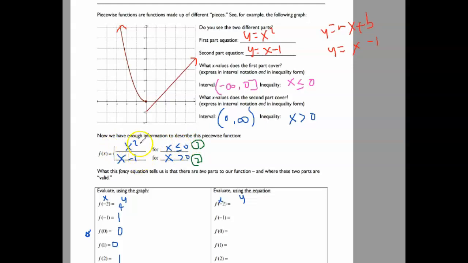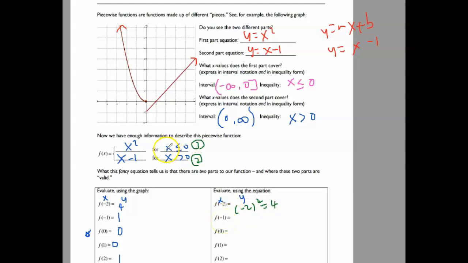So you don't use both of them. You have to use one of them. So plug it in over here. Negative 2 squared is 4. Do you get it? All right, same thing, negative 1.